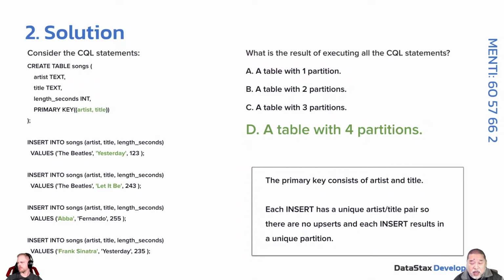Then ABBA and Fernando, yet another unique combination of artist and title. And finally, Frank Sinatra and Yesterday. And you may be wondering, Frank Sinatra, yes, Frank Sinatra did cover Yesterday. But because each one of those inserts is a unique artist and title pair, each one is its own partition. So the result of executing all the CQL statements is a table with four partitions.